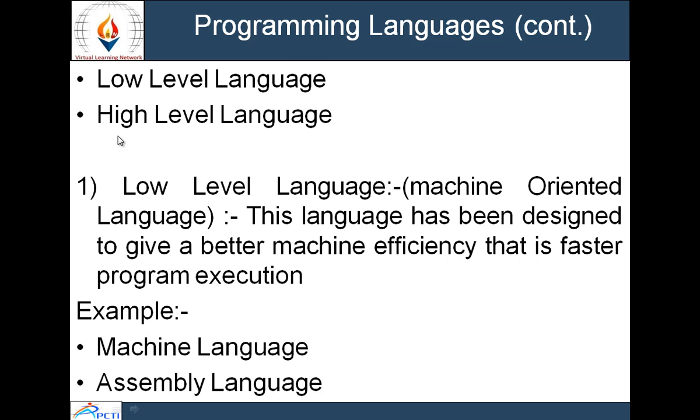Basically, two types of programming languages are there: low level language and high level language. Low level language means machine oriented language. This language has been designed to give better machine efficiency, that is faster program execution. Examples of low level languages are machine language and assembly language.